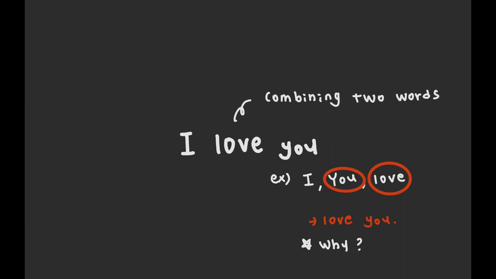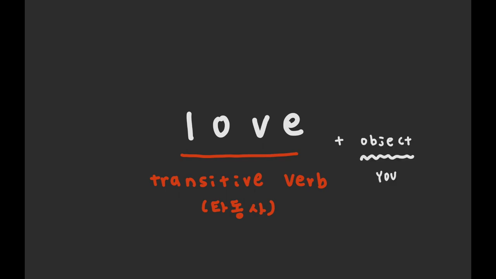By the way, the reason why they choose to combine love and you first is that it has a closer relationship than I love. In detail, think about the verb love. Love is a transitive verb which needs an object, so the object you is important and should be combined first. But in order to know its relationship, it's important to understand the structure of a sentence.